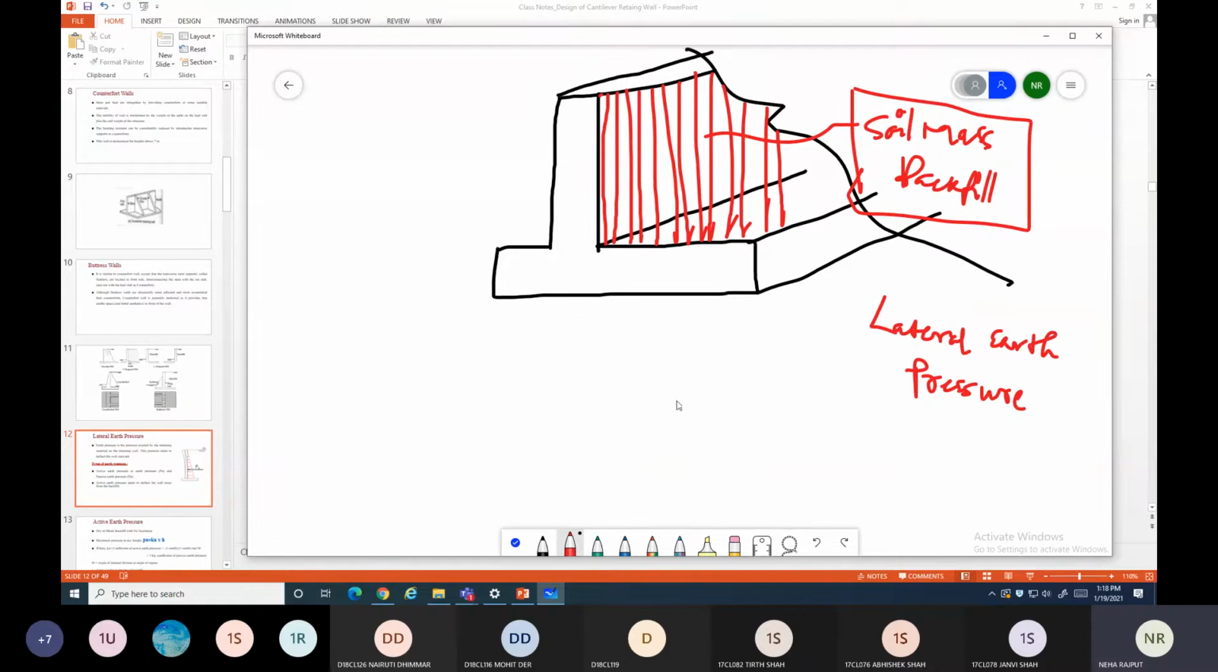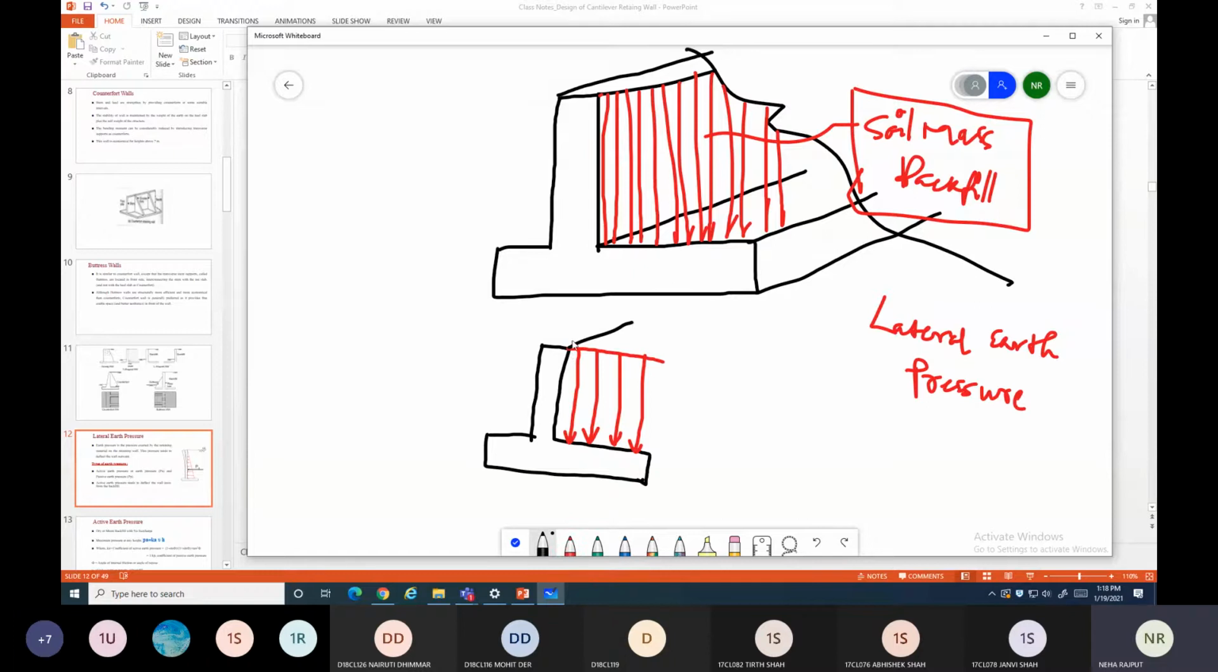And this lateral earth pressure is a linear diagram, which is maximum at the bottom and minimum, or zero, at the top. If I want to draw the pressure diagram, this is the simple line diagram of the cantilever retaining wall, where this is the soil mass on the hill portion. I am considering that my soil mass is horizontal in plane at the top side, like this.